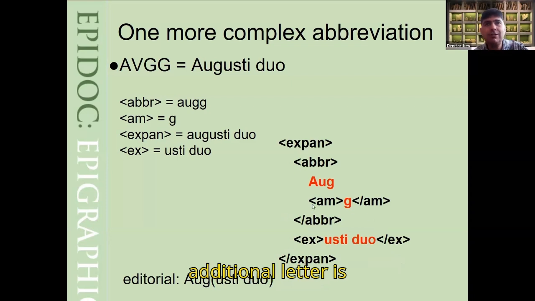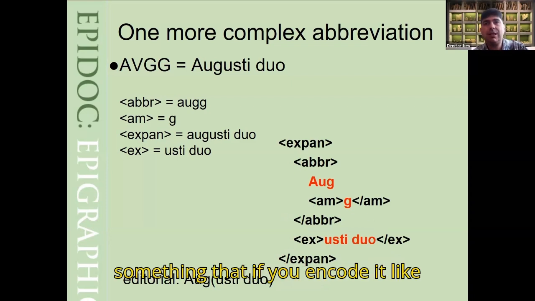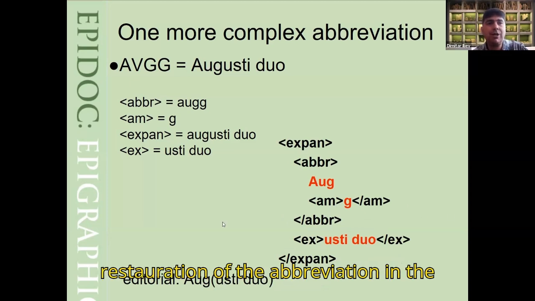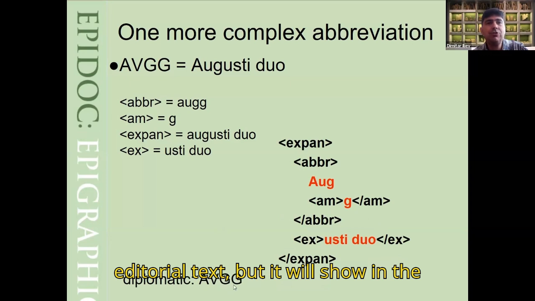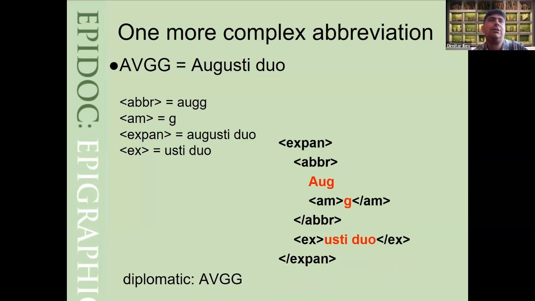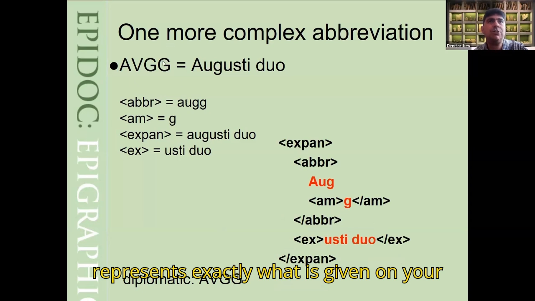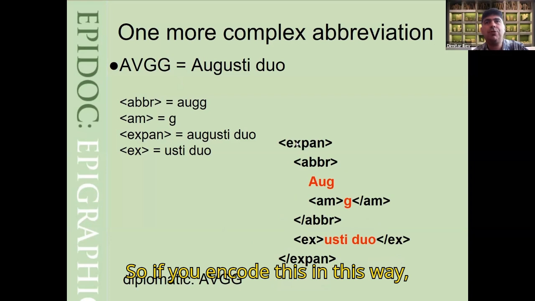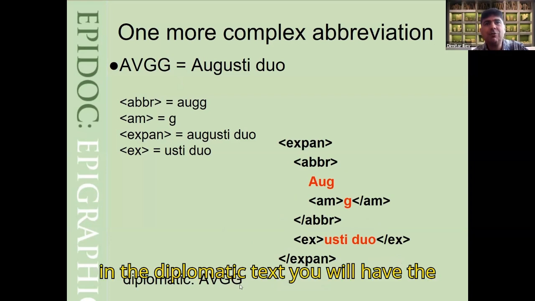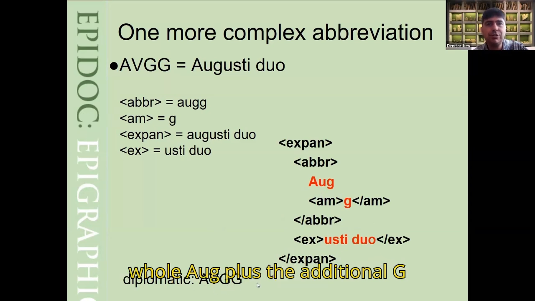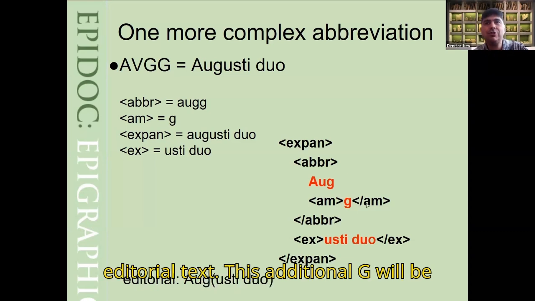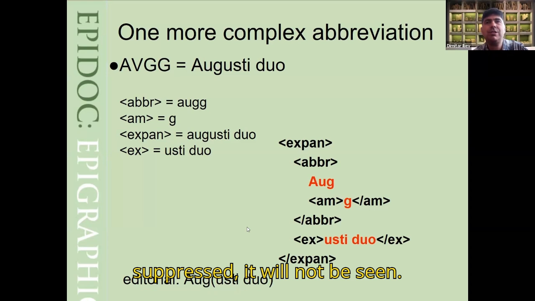This additional letter is something that if you encode it like this, it will not show in the resolution of the abbreviation in the editorial text, but it will show in the diplomatic text, which represents exactly what is given on your physical monument. So if you encode this in this way, in the diplomatic text, you will have the whole AUG thing plus the additional G, which stands for plural, and in the editorial text, this additional G will be suppressed. It will not be seen.